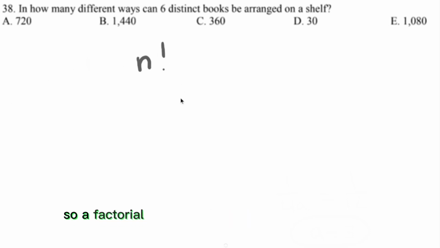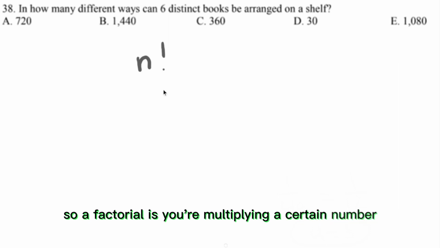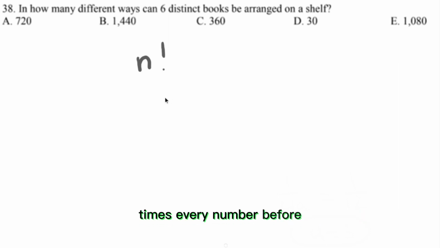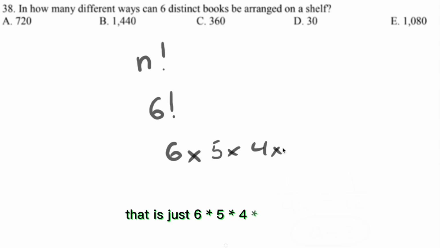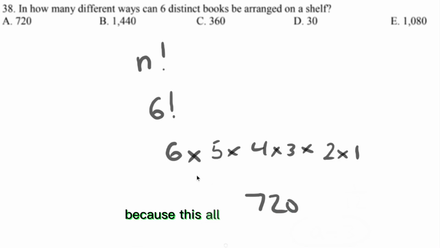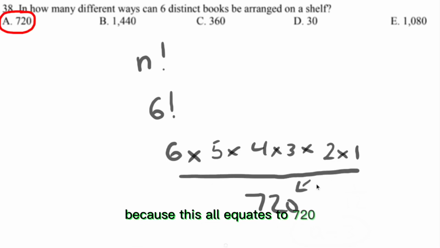So a factorial is you're multiplying a certain number times every number before it. So in this example, 6 distinct books, so 6 factorial. That is just 6 times 5 times 4 times 3 times 2 times 1. And your answer is 720, because this all equates to 720.